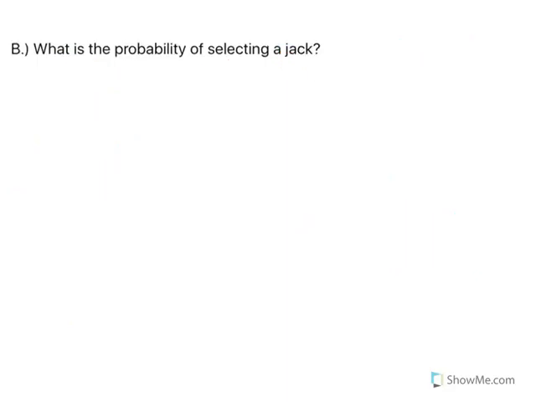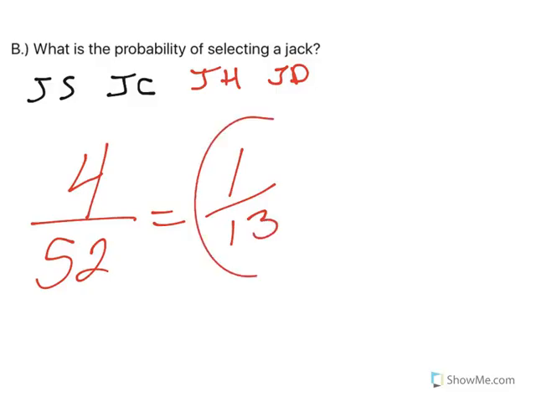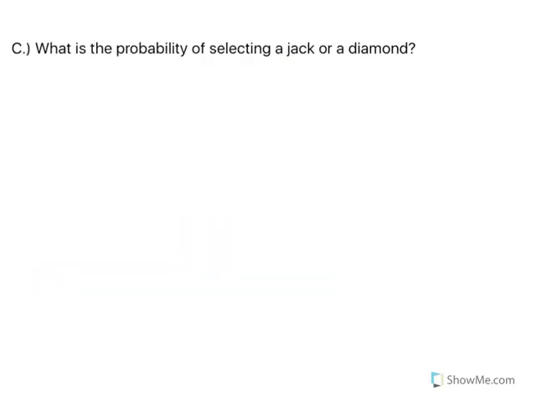What about the probability of selecting a jack? Well, remember, we've got the jack of spades, the jack of clubs, the jack of hearts, and the jack of diamonds. So there are 4 jacks out of 52 total cards. Reduce that, and we have 1 out of 13. Now, of course, if you need to change this to a decimal, you're going to have to do that and round accordingly. And the last one, what is the probability of selecting a jack or a diamond?